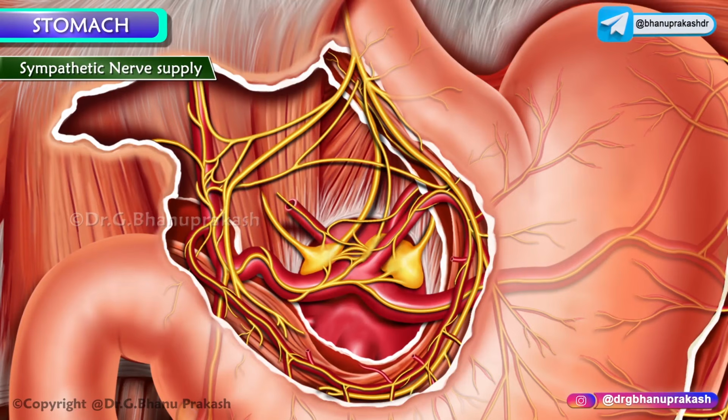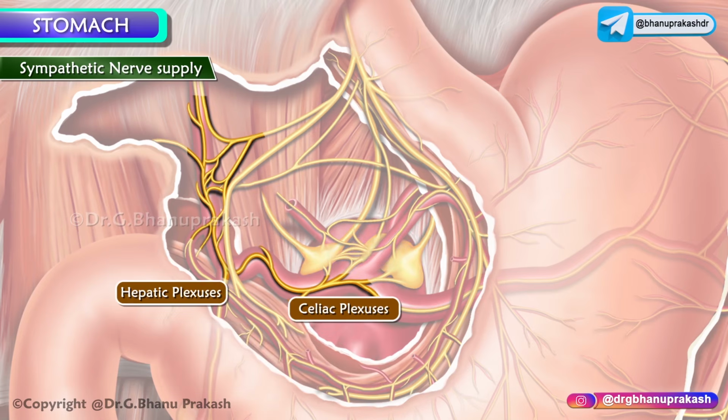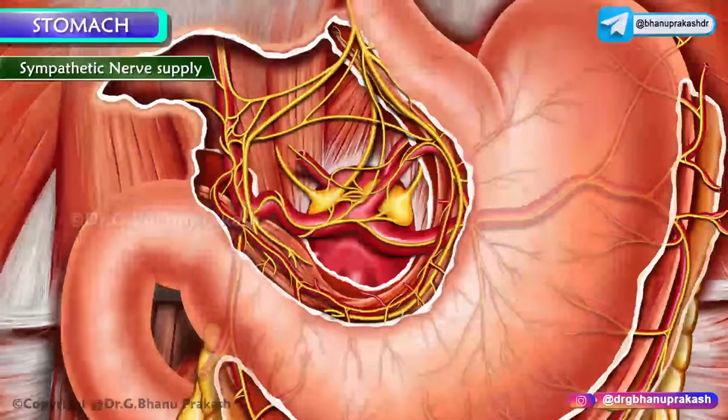Sympathetic nerve supply is mainly from T6 to T10 segments of the spinal cord, mainly via greater splanchnic nerves, and it is distributed through the celiac as well as hepatic plexus along with the gastric as well as gastro-omental arteries. And what are the functions?